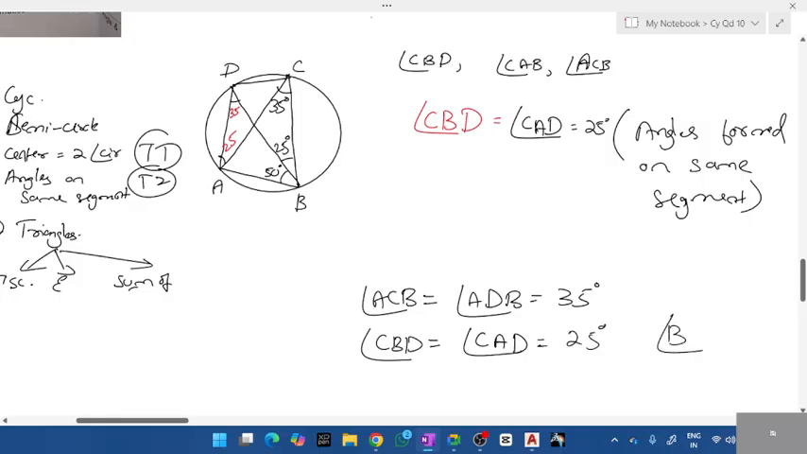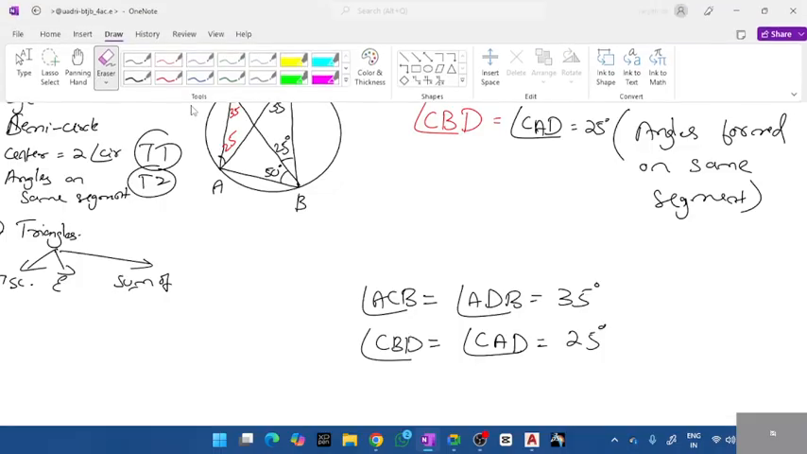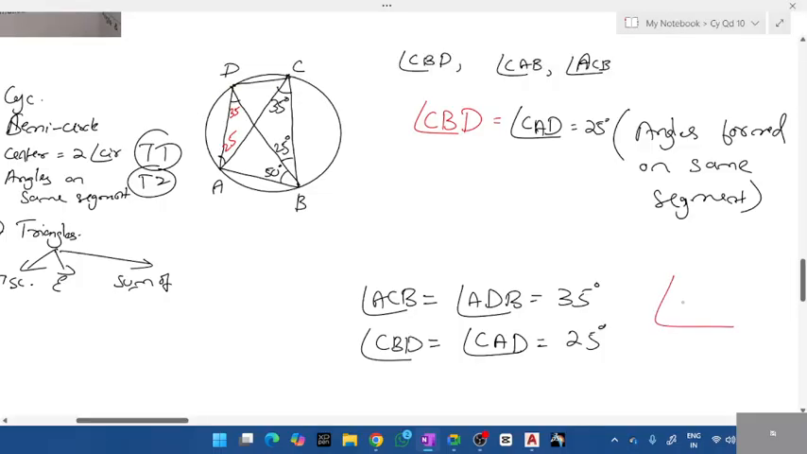Therefore, yes. You'll have to mention like this, students. Entire value of angle B, you'll have to write it as ABC. Angle ABC is equal to 75.